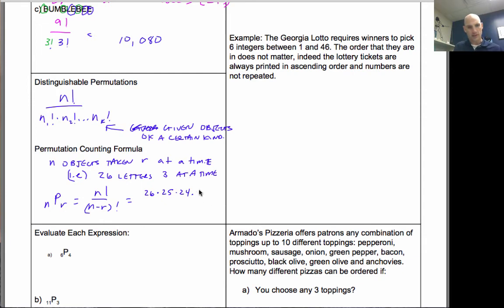But if we think about it like this, really, it's 26 times 25 times 24 times 23 factorial, because it would be 23 times 22 times 21, all the way down. And on the bottom, we're going to divide by n minus r, so that would be 26 minus 3, right? So 23 factorial. That's multiplication, it cancels out. So essentially what happens is this bin mentality that I was telling you about: I have 3 objects chosen out of a set of 26, and I don't replace them, so it's 26 times 25 times 24.